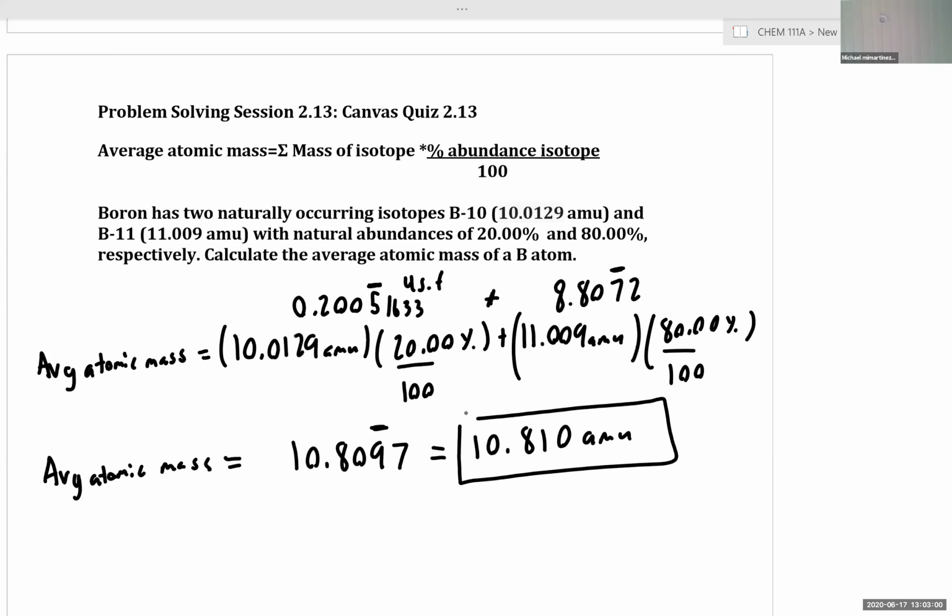When we add these numbers together, we don't care about sig figs, we care about decimal places. And as a result, when we add them together, we then have to round our number to the least number of decimal places, which is 3. Does that make sense? I don't see the 3 decimal places though. Where is that coming from? The 0.2005 and the 8.807.